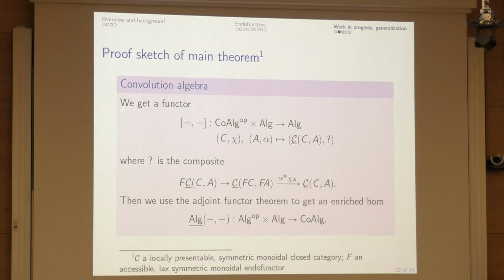Okay, so let me explain a little bit about what this functor is doing. So on objects, we take a coalgebra C and an algebra A, and we put an algebra structure on the internal Hom in the underlying category from C to A. And this algebra structure is this composite. So the first arrow here is the lax monoidal structure appearing, so I didn't label it. And the second arrow here is precomposition by chi and postcomposition by alpha. And like I said, then we just use the adjoint functor theorem to turn things around into a functor like this that then underlies the enrichment.